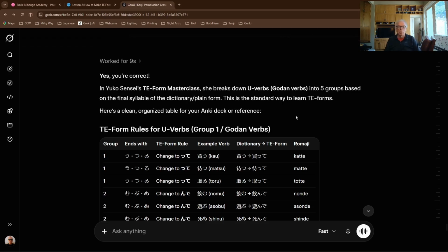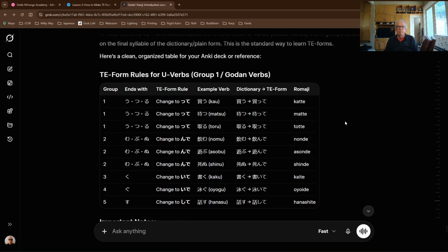And then Grok responds, yes, you're right. She breaks down U-verbs into 5 groups based on the final syllable of the dictionary plain form. So a word will have a plain or dictionary form, and then it has other forms. And we won't go into that. Also, it says, here's a clean, organized table for my Anki deck. It knows that one of the tools I use is an open source software called Anki, and it enables me to build decks of flashcards, and so it's aware of that.